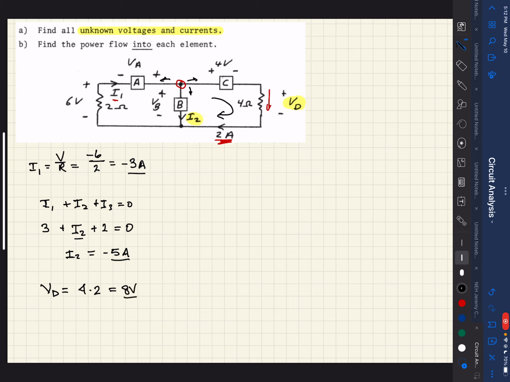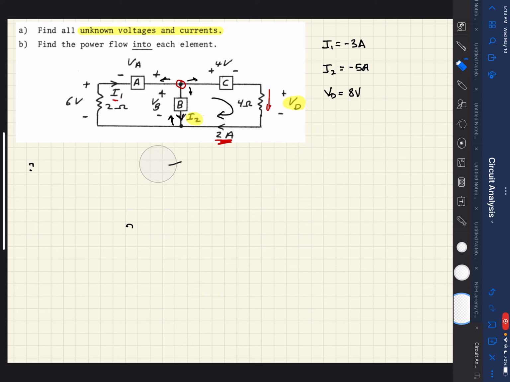Okay, to clean up some space here, I'm going to rewrite this up here. We said I1 is equal to minus 3 amps. And here as well, we determined I2, so I2 is now equal to minus 5 amps. That just means that we're showing the wrong direction, right? If it's minus 5 amps, the current's actually flowing that way. And then we just calculated V sub D, which we said was 8 volts. So now I want to give myself a little more room here.